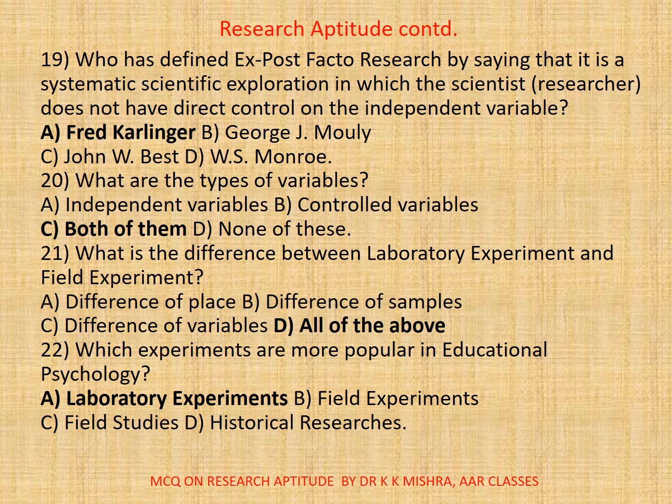20. What are the types of variables? A. Independent variables. B. Controlled variables. C. Both. Or D. None. A correct option is C. Both.